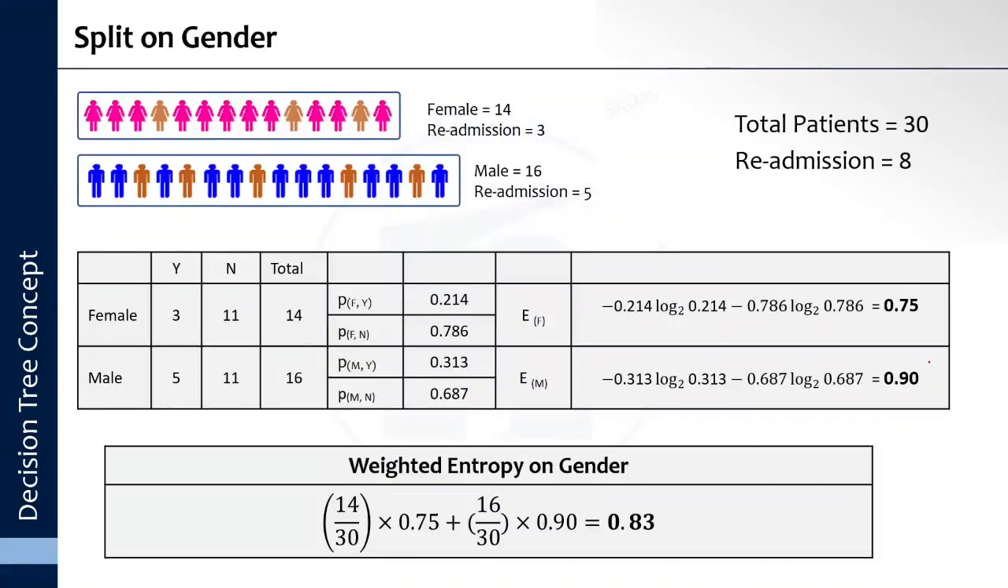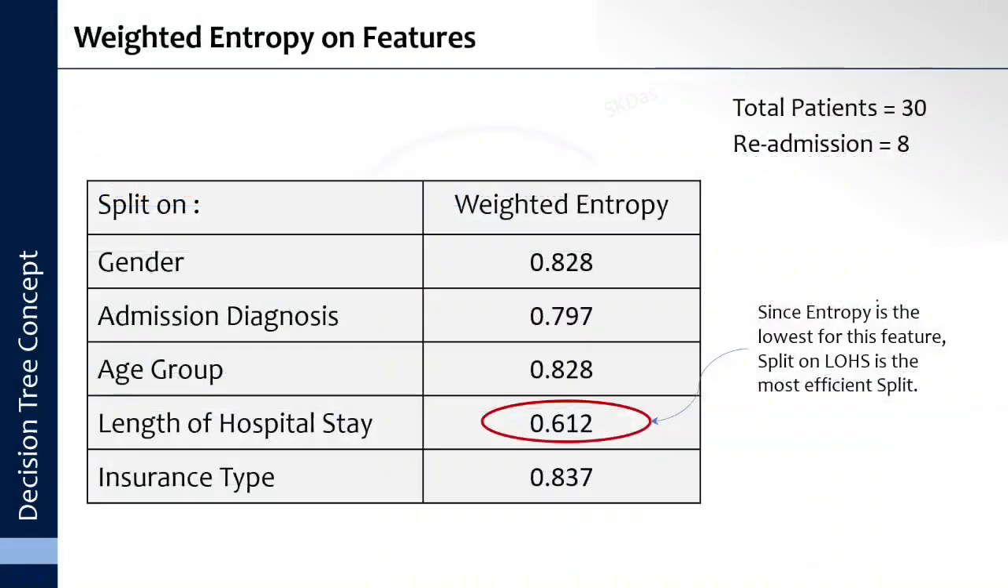Here you see the entropy calculation on the basis of split on gender. You can pause the video here and see the detailed calculation. It's almost self-explanatory. During classes, we actually follow an Excel template to calculate Gini impurity and entropy. You can also try to create the Excel for the detailed calculations. When we complete weighted entropy calculation on the features, we find that entropy calculation on the length of hospital stay is the minimum here. And hence, information gain will be maximum if the split at the root level is done on the basis of LOHS, the length of hospital stay.